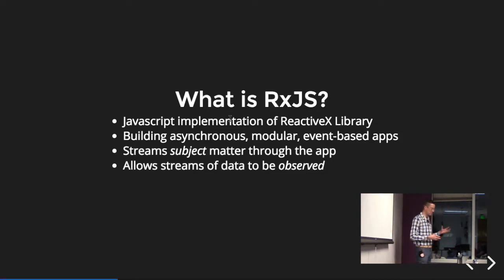RxJS allows us to build these apps in a very easy manner. RxJS deals with streams of subject matter through the application. We're going to take a look in a second at where we came from. Circa 2013, 2014, we had promises. Everybody was like, that's awesome. No more callback hell, thank God, right? And now we get into RxJS, where we're talking about streams of data, right? So it's not a single emission of values, but values that are emitted anytime they come through. And it allows us to observe those streams of data.